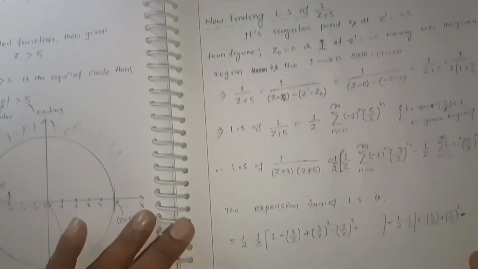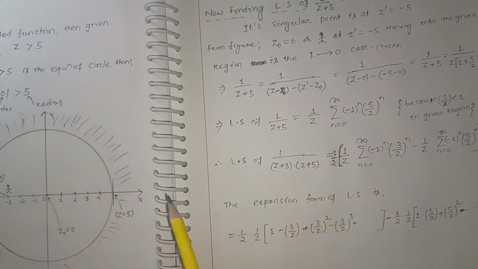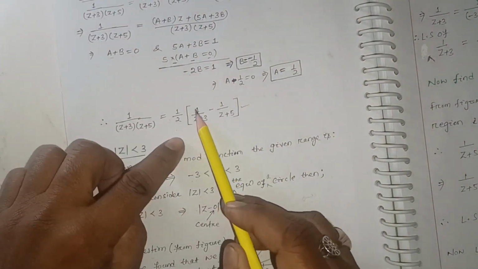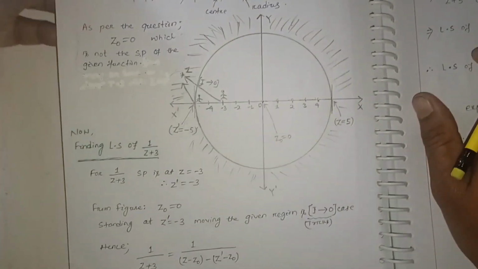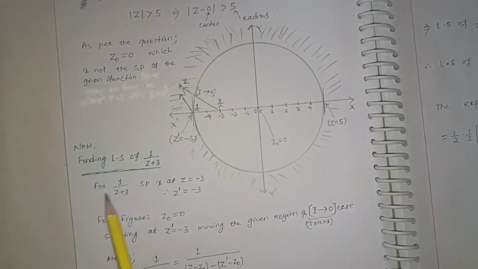Then finally we are going to subtract. That means finally we have to substitute the Laurent series of this one here and here. Okay. Now, here you can see for 1 by z plus 3, the singular point is minus 3. That means z dash is minus 3.